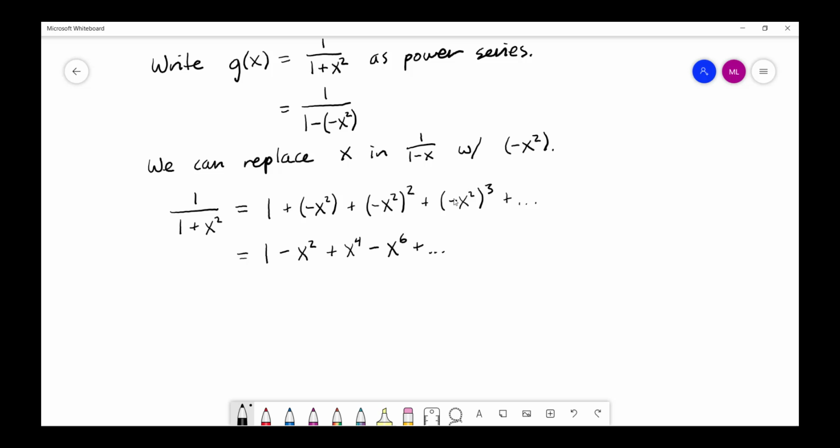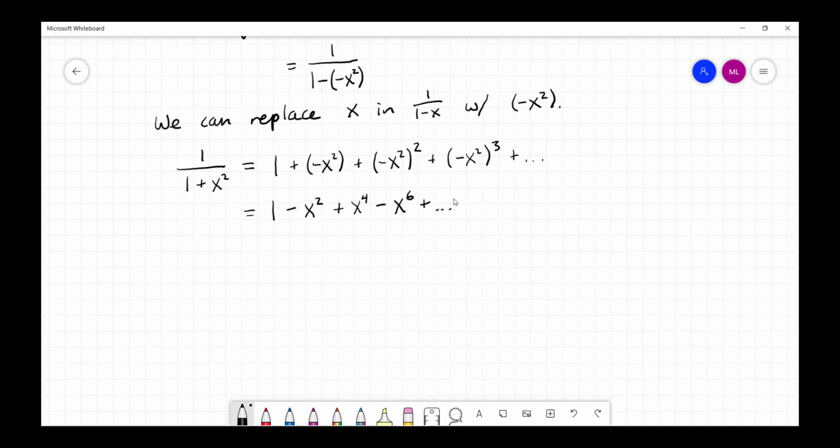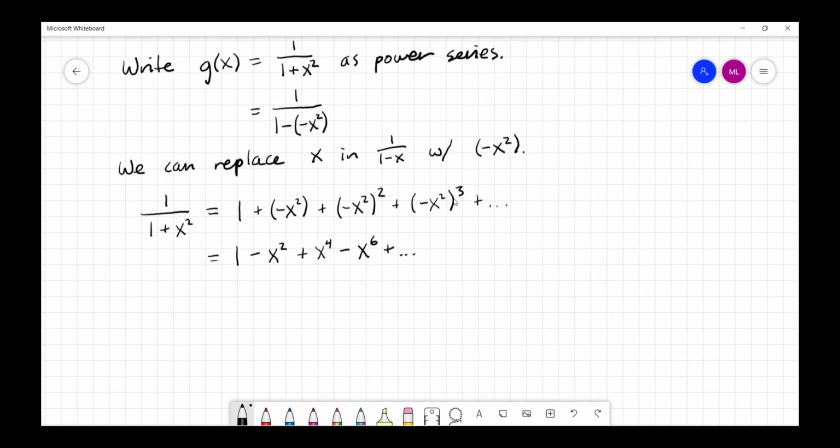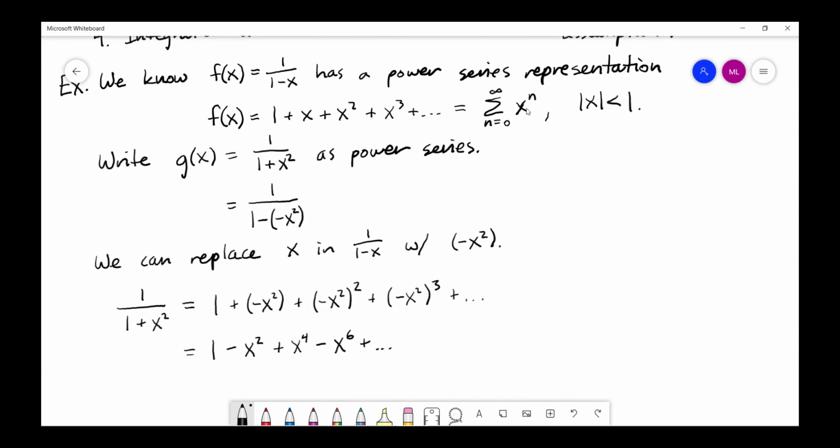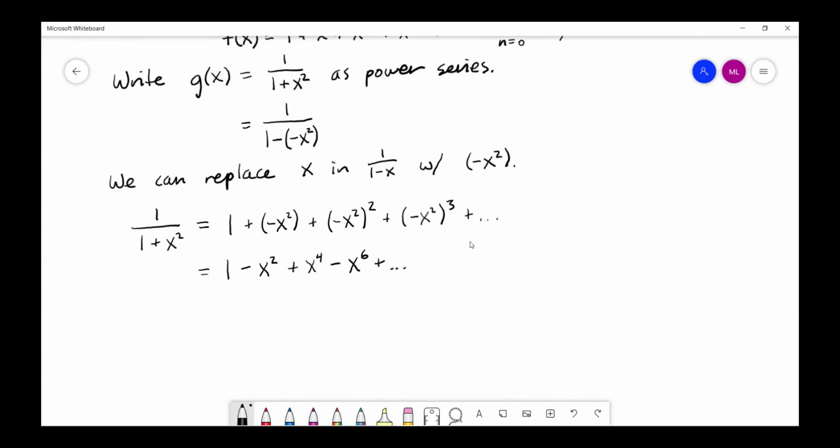Similarly, we can go and swap into the original formula over here. I can just replace the x that showed up here with a negative x squared. So this thing should be equal to the original formula that we had, from n equals 0 to infinity of x to the n, but I just need to replace that with negative x squared.